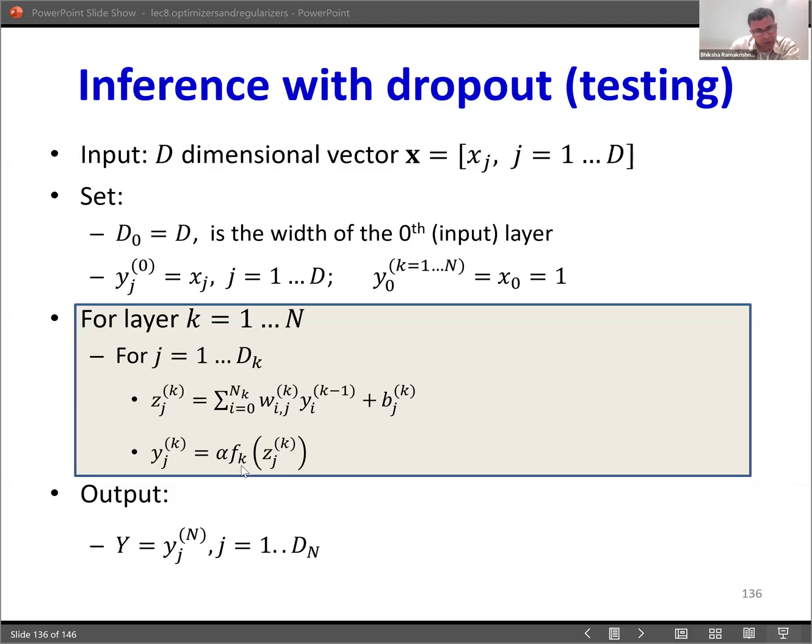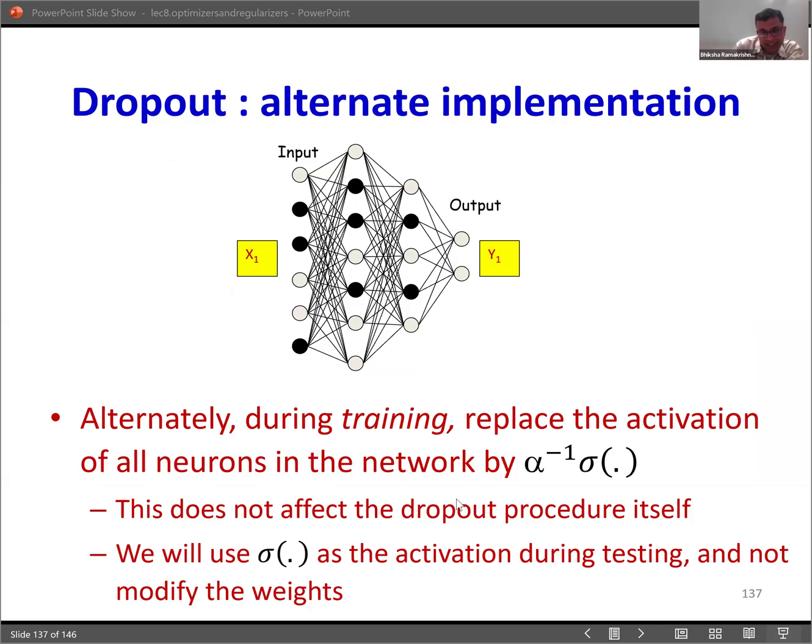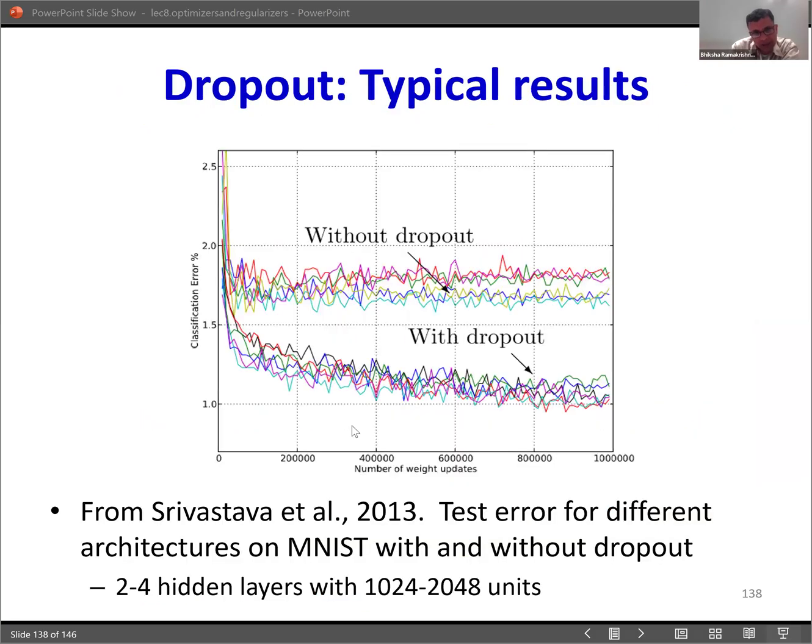This is your inference code. In the usual inference, you just say y equals f of z. Now you'd say y equals alpha times f of z. That's the only change that happens. You can also do something else. During training, you can pre-multiply the activations by alpha inverse and just use the network as is during inference. And this too is equivalent.